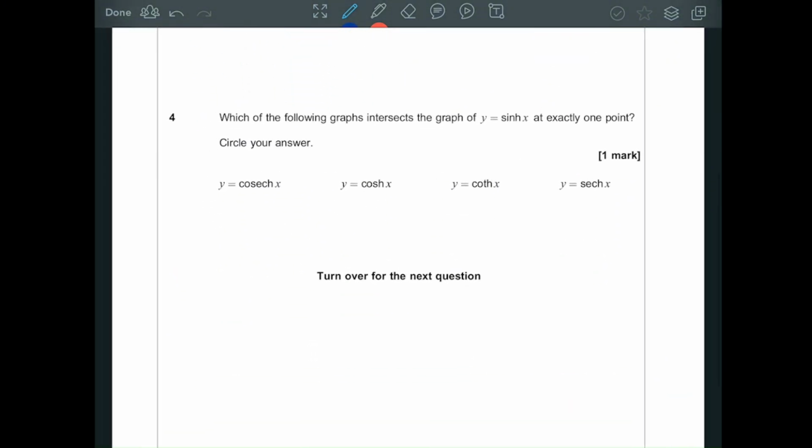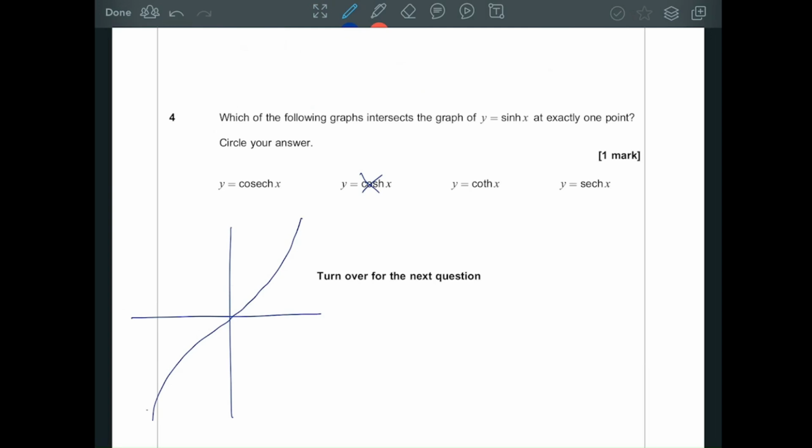Which of the following graphs intersects y equals sinh at exactly 1 point? Well, if we think about what the y equals sinh curve looks like, it's a stretched cubic. Now you do need to be a little bit careful if you're thinking about cosh. Cosh and sinh don't actually touch. They do get really, really close together, but they don't touch, so it's not going to be cosh.